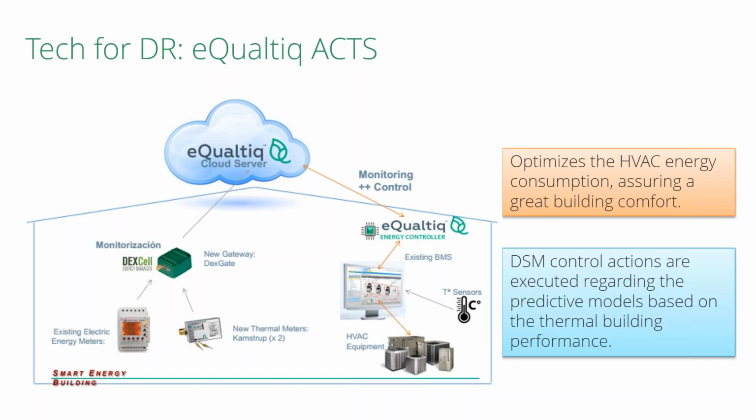Right, of course. So energy consumption and building status are sent from the BMS along with other relevant information like weather forecasts or electricity prices, and all of them are used as an input of the application. So as a result, HVAC energy consumption is optimized, ensuring great building comfort.